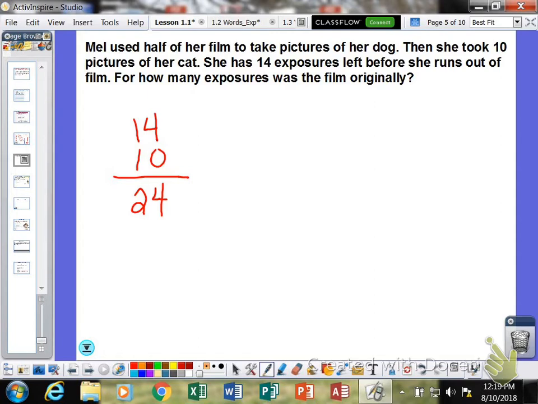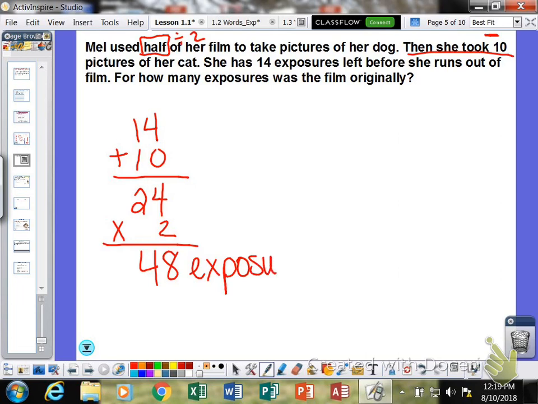Then she used half of that film to take pictures of her dog. So we're kind of working this backwards. When she took 10 pictures of her cat, that was taking away 10 exposures. But notice here we added it to get back to the beginning, so we're working it backwards. So if she used half of her film, that's dividing by 2. So we would want to multiply this by 2, and we would get 48 exposures. So just working it backwards.